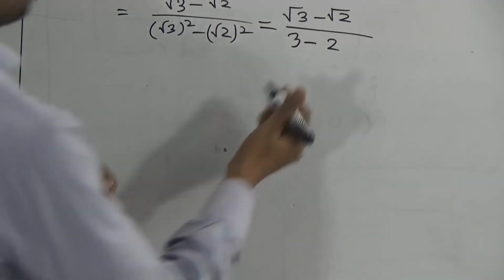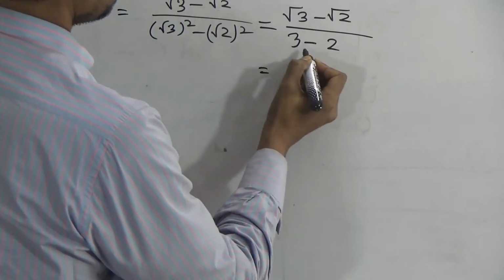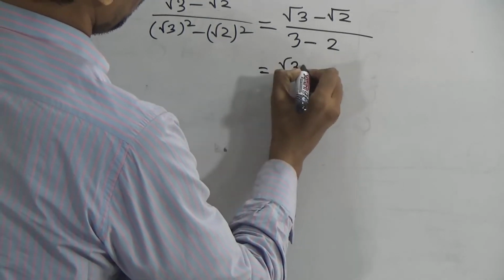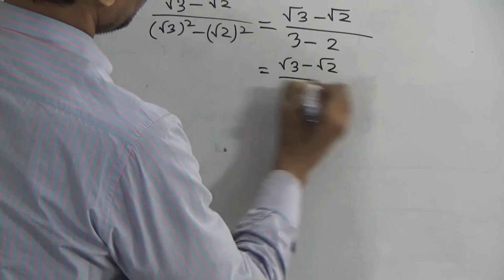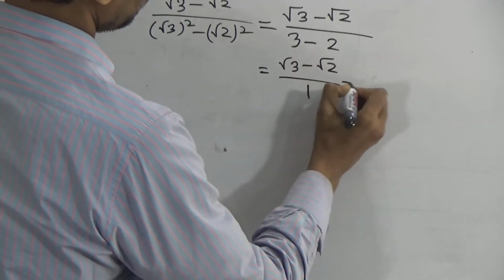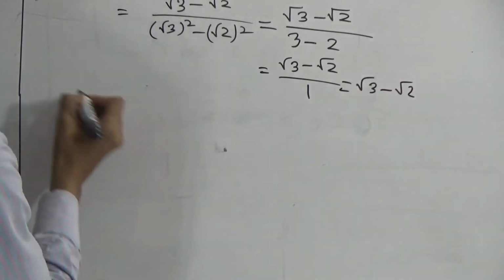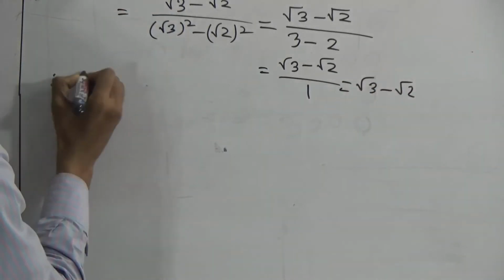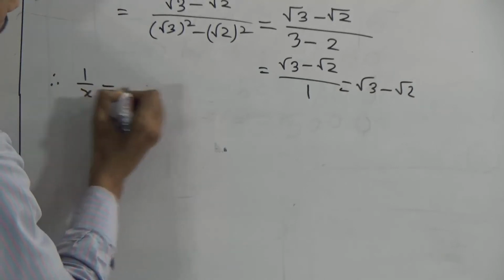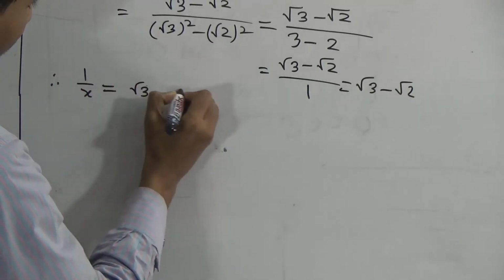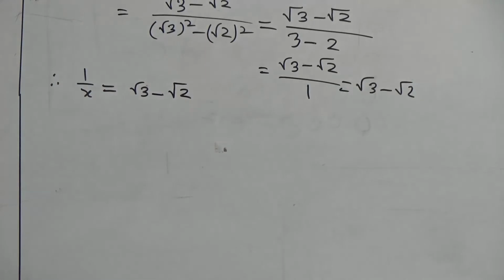Look, now root 3 minus root 2, 3 minus 2 equals what? 1. 3 minus 2. That means we have got 1 by x equals root 3 minus root 2. Okay?